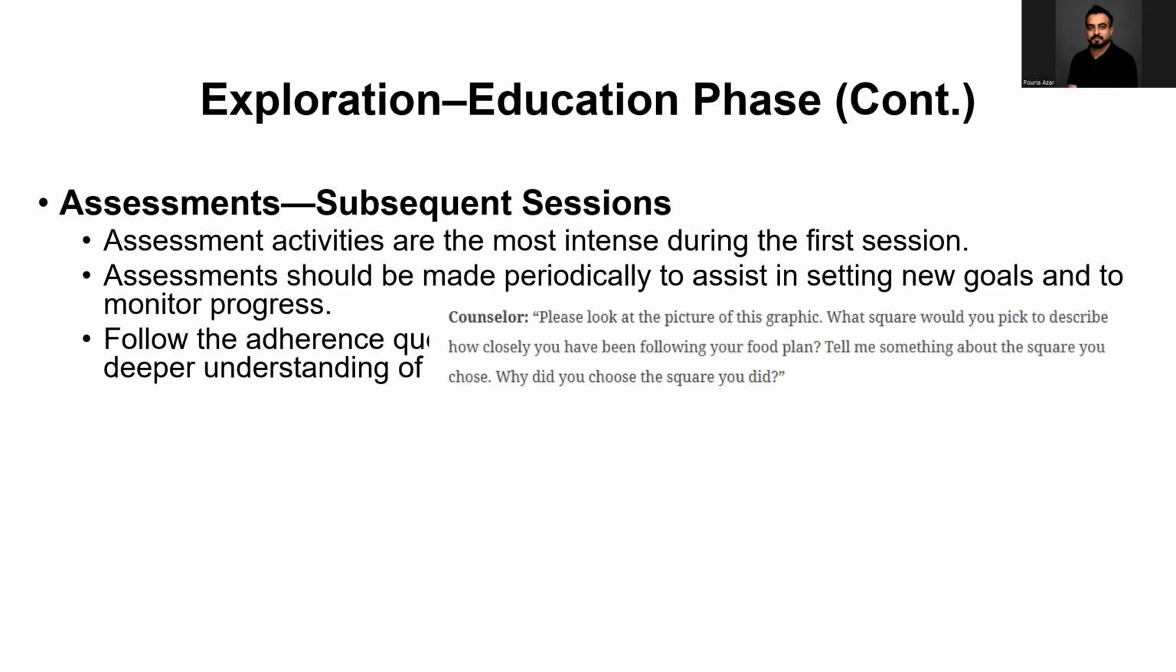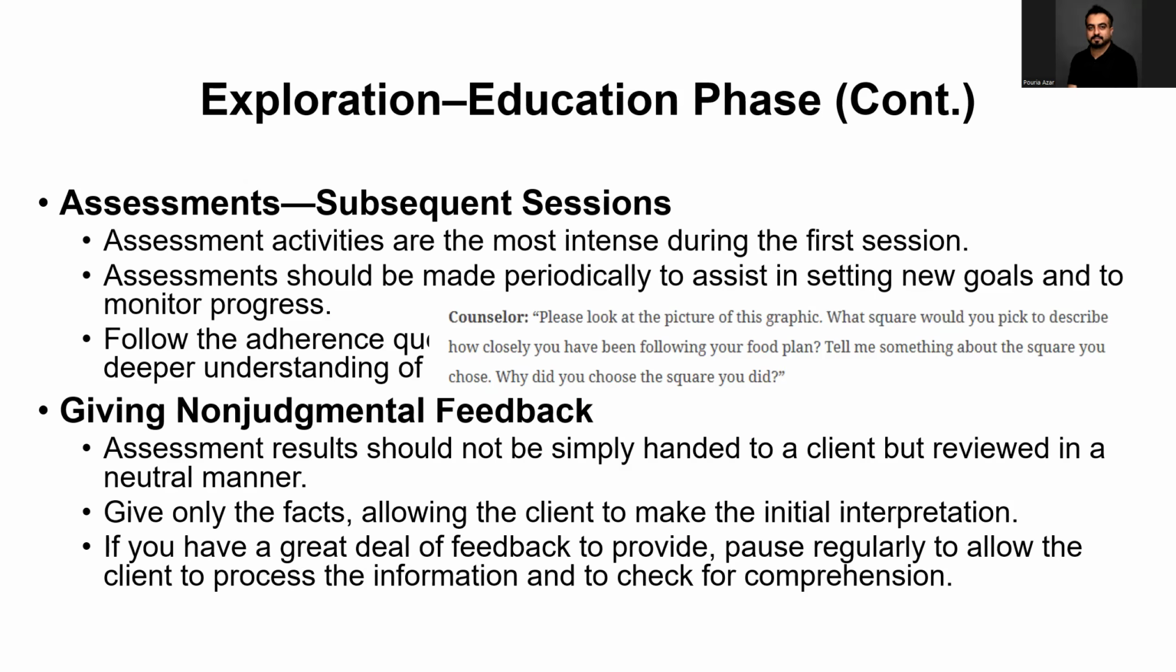So, for example, we can say, please look at the picture of this graphic. What square would you pick to describe how closely you have been following your food plan? So we are assessing here in subsequent sessions. And for example, we can say, tell me something about the square you chose. Why did you choose the square you did? And we have to give non-judgmental feedback.